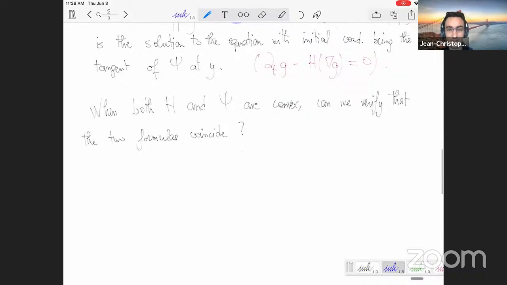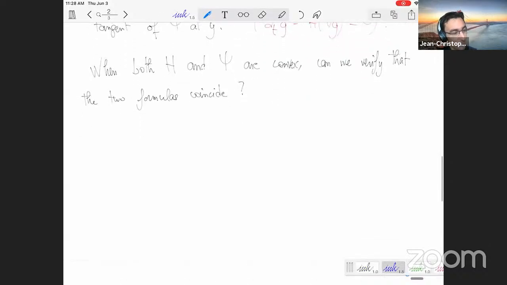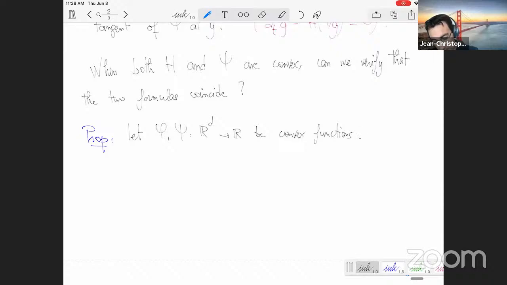So here I would like to provide a direct proof that when H and psi are both convex, the two formulas are indeed identical. And it comes down to the following proposition or lemma, if you want. I'm going to take two convex functions. And I claim that we always have the following. Sup over x inf over y of f of x plus g of y minus x dot y is always equal to the sup over y inf over x of the same thing.